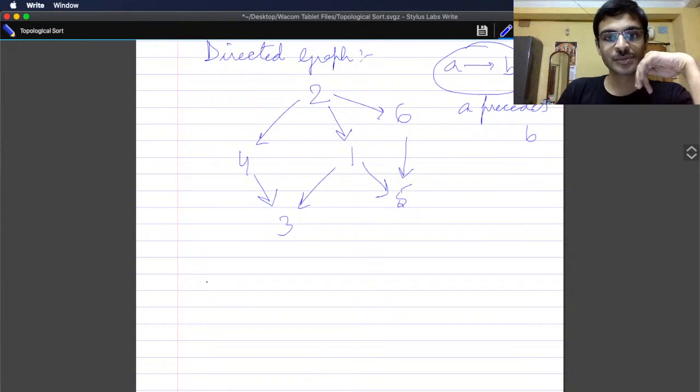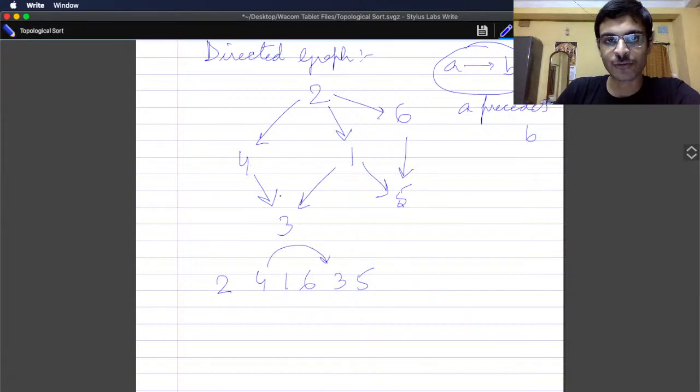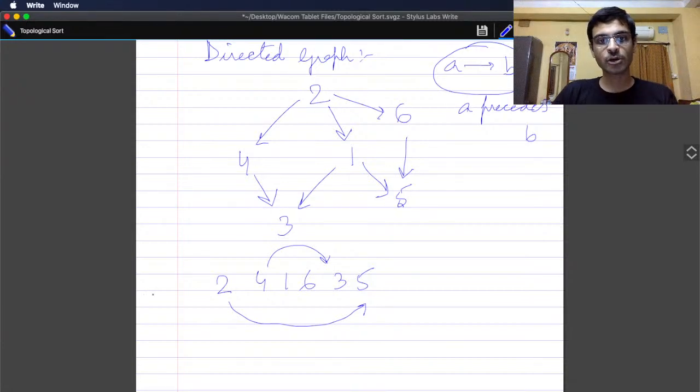So one arrangement can be something like this: 2 4 1 6 3 5. Take any pair. 4 comes before 3, yes. Let us see this one: 2 comes before 5. Yes, 2 comes before 5, because 2 is the ancestor of 5. So this is a proper topological sorting.